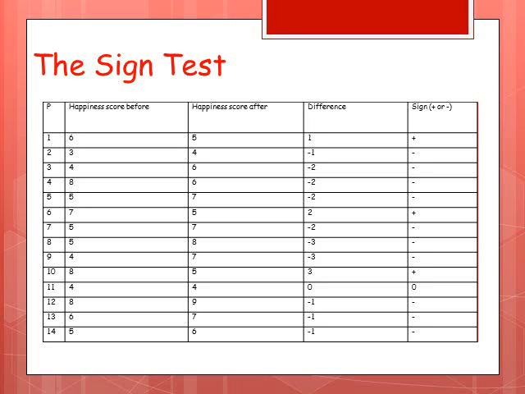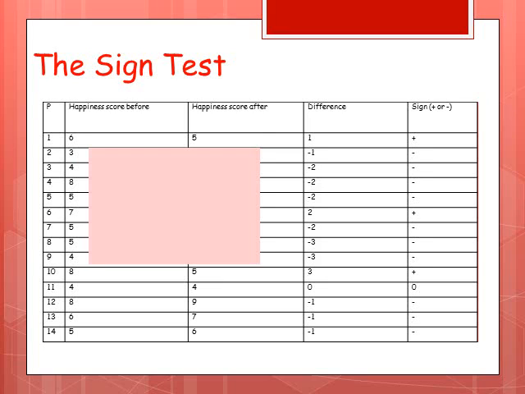3 minus 4. So I get a minus score, so that's minus 1. 4 minus 6 is minus 2, so I get a minus score. 8 minus 6 is minus 2, so I get a minus score. I carry on like this through all of my data set. If we look at participant 11, they scored 4 in both conditions, so I would give them a 0 score. So if I add up my number of pluses and my number of minuses, my pluses add up to 3. My minuses add up to 10.